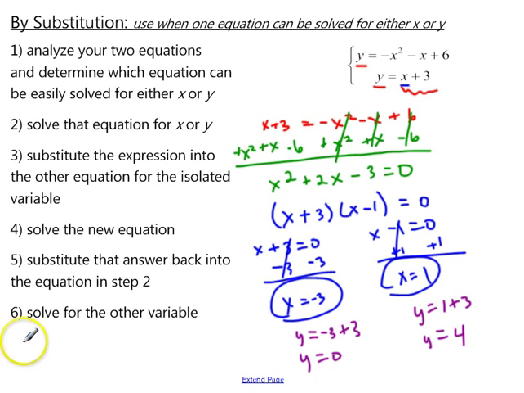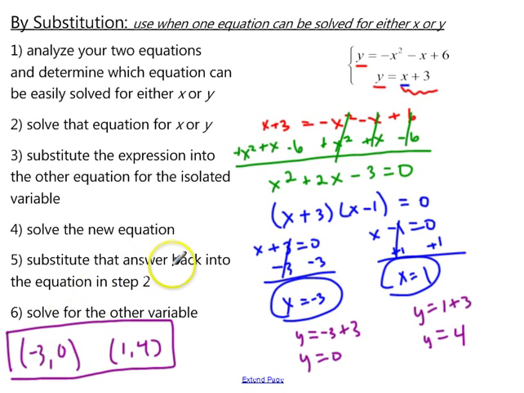So then our two answers, we have negative 3, which goes with 0, and we have 1, which goes with 4. So our system of a quadratic and linear equation have two solutions.